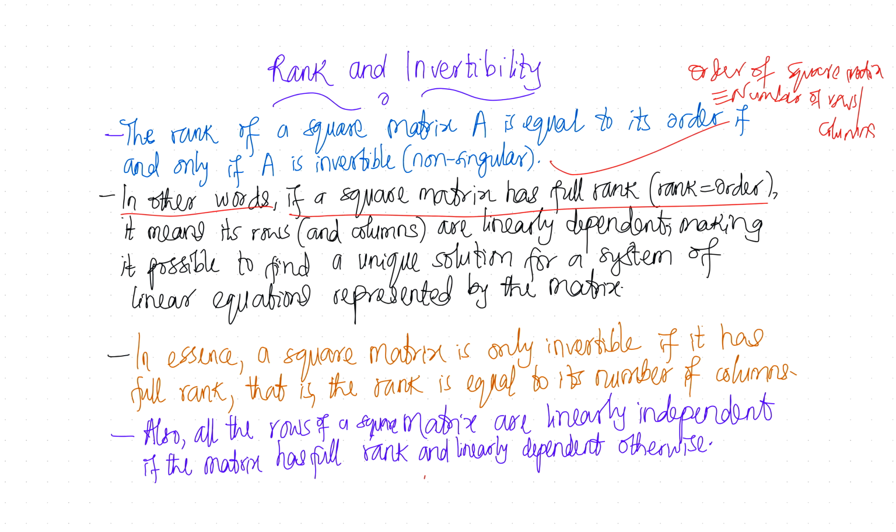Full rank means, for example, if it's a 5 by 5 matrix and you take it to the reduced row echelon form, at the end of the day the rank is 5, if it's 5 by 5, right? All the rows are non-zero. So the number of rows and columns is 5, and the number of non-zero rows is also 5. That means the rank is equal to the order. So if a square matrix has full rank, where rank is equal to the order, it means its rows and columns are linearly independent.